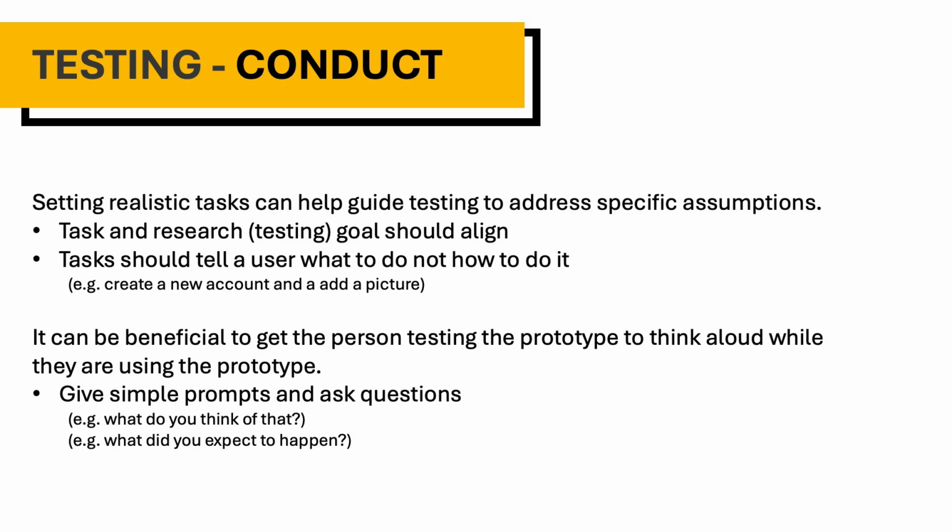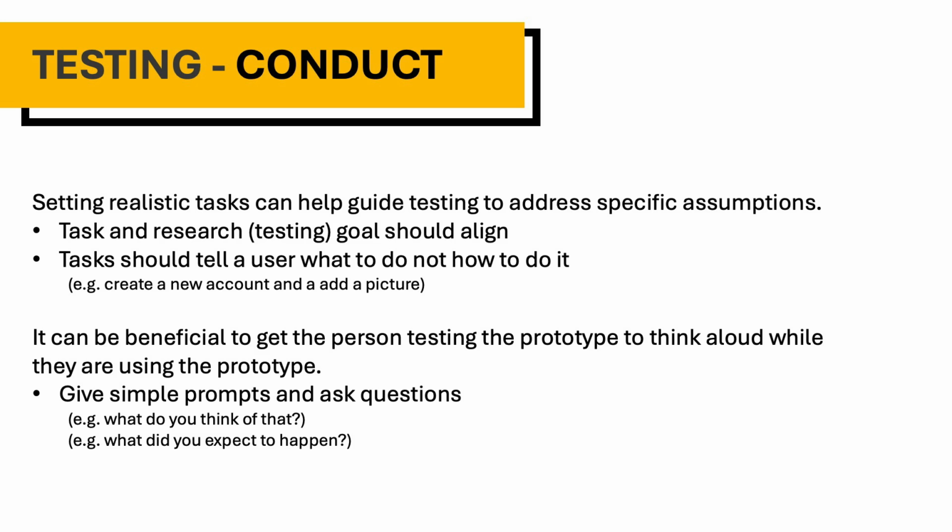When conducting testing, it is useful to have specific tasks to complete. These should align with the plan and purpose of the prototype, as well as the information desired. Setting realistic tasks can help guide testing to address specific assumptions. The task and testing goal should align, and tasks should tell a user what to do, not how to do it. For example, ask them to create a new account and add a picture, rather than listing the steps.